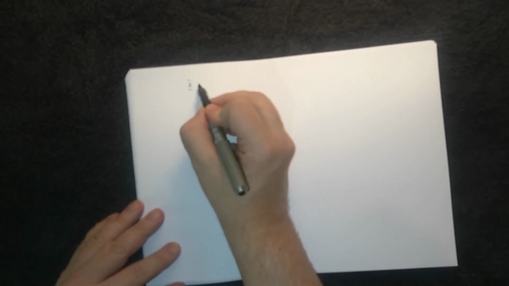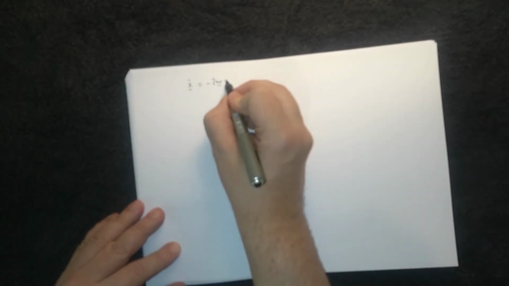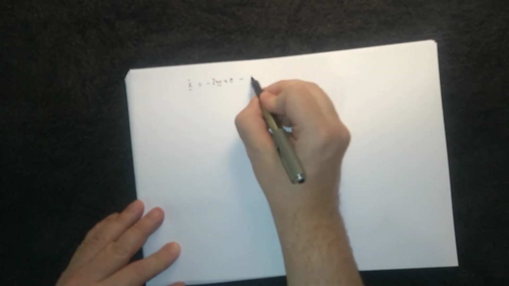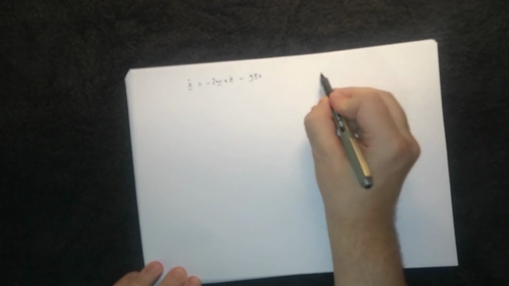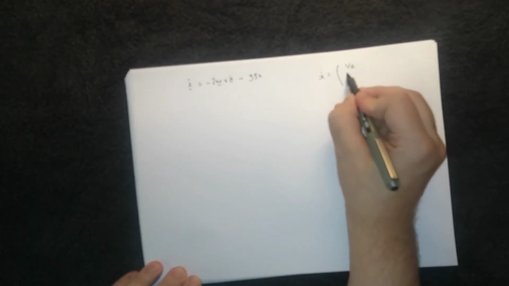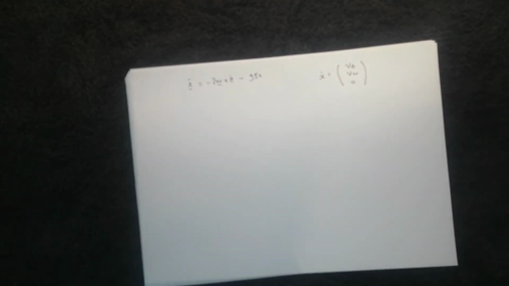So x double dot is minus 2 omega cross x dot minus g e_z, where g is the acceleration due to gravity. We'll consider x dot being (V_E, V_n, 0). So we're looking at the motion of a body which is essentially horizontal, where the horizontal component of the velocity is a lot larger than the vertical component.